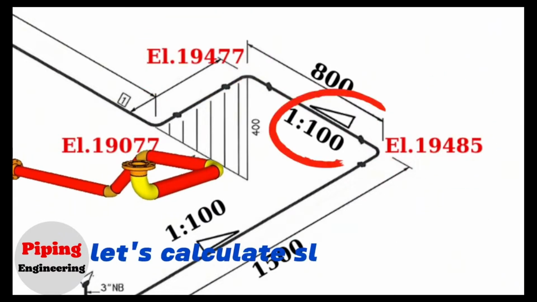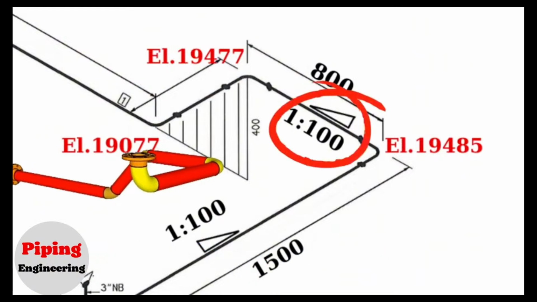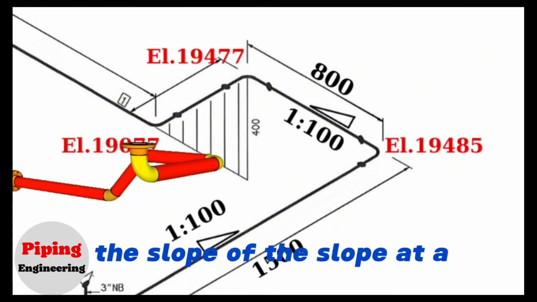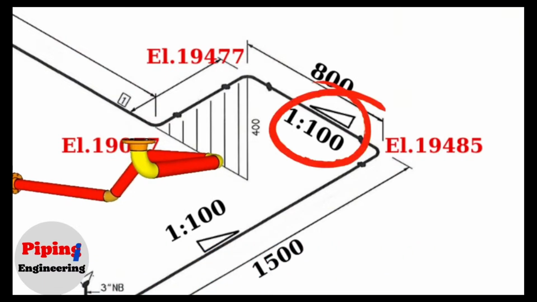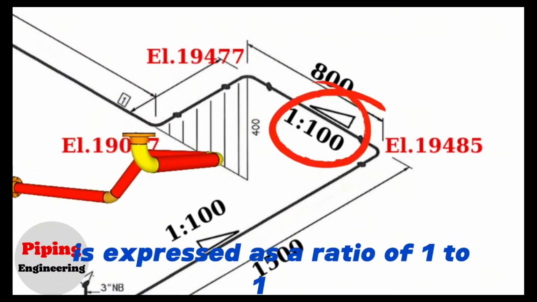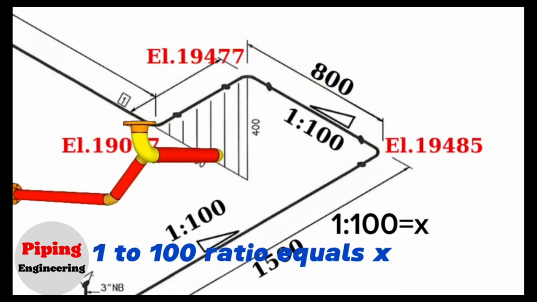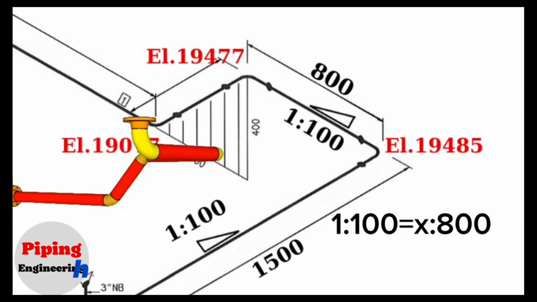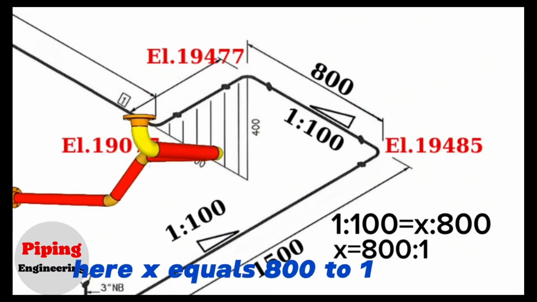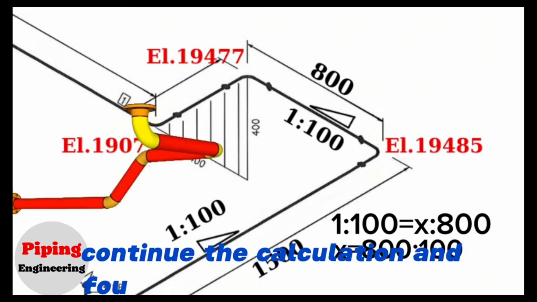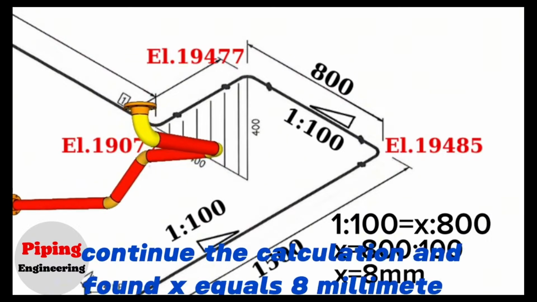Let's calculate the slope ratio now. In this pipe isometric drawing, the slope at a horizontal distance of 800 is expressed as a ratio of 1 to 100. 1 to 100 ratio equals x to 800. Here x equals 800 divided by 100. Continuing the calculation, we find x equals 8 mm.